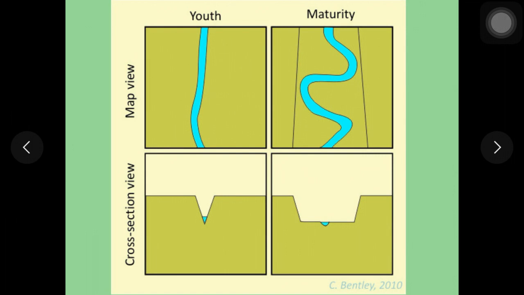So when we say rejuvenation of a river, it means that this matured stage should become youthful again by forming a V-shaped valley here.